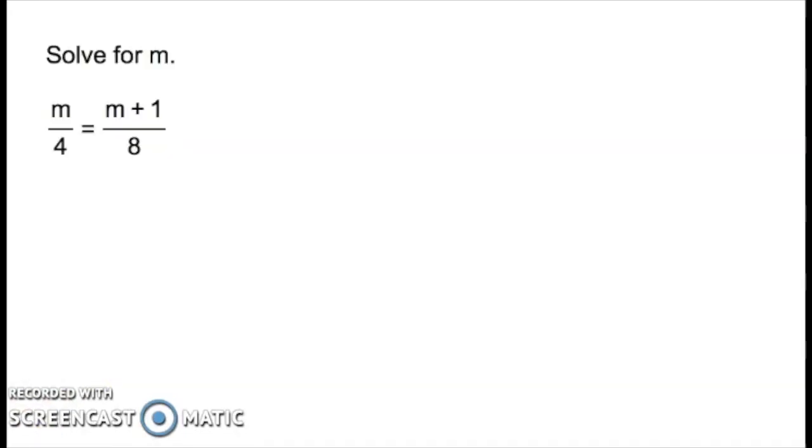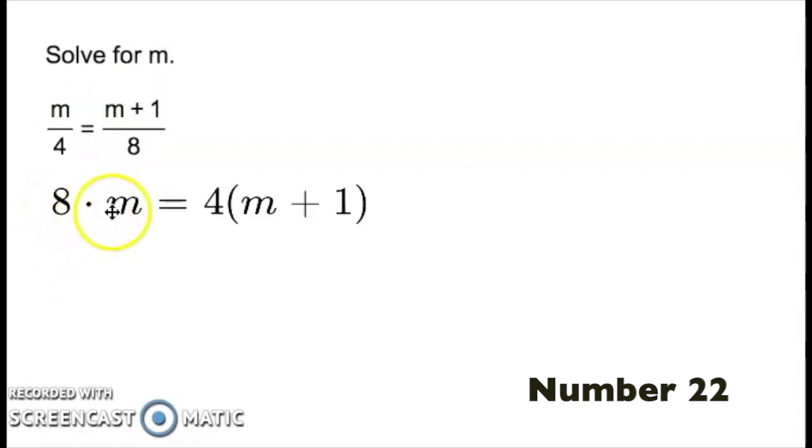It says solve for m. We have m over 4 equals m plus 1 over 8. When it asks you to solve for a letter and you have two fractions set equal to each other, all we need to do to solve it is cross multiply. That means we multiply m times 8 and set that equal to 4 times m plus 1. So writing that out, I have 8 times m equals 4 times, in parentheses, m plus 1.